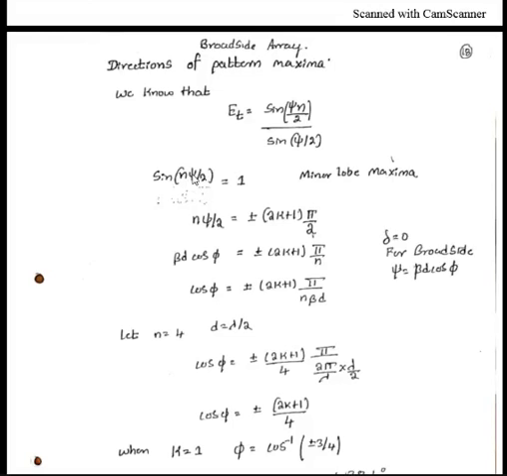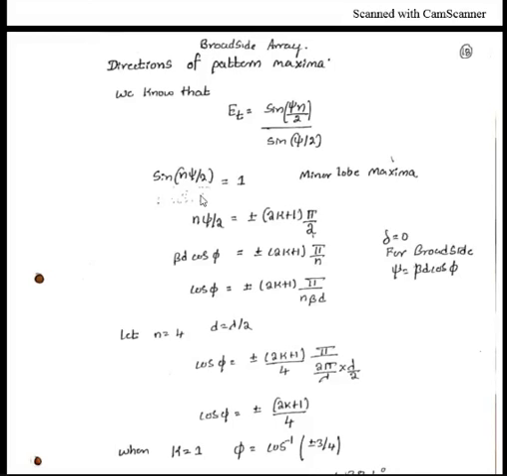The major lobe we have already found, that is the maximum direction. In the broadside array case, the maximum direction will be perpendicular to the axis of the array. Now we have to find the directions where these minor lobe maxima are. To find the minor lobe maxima, this is sine of something, and n psi by 2 should be equal to 1.